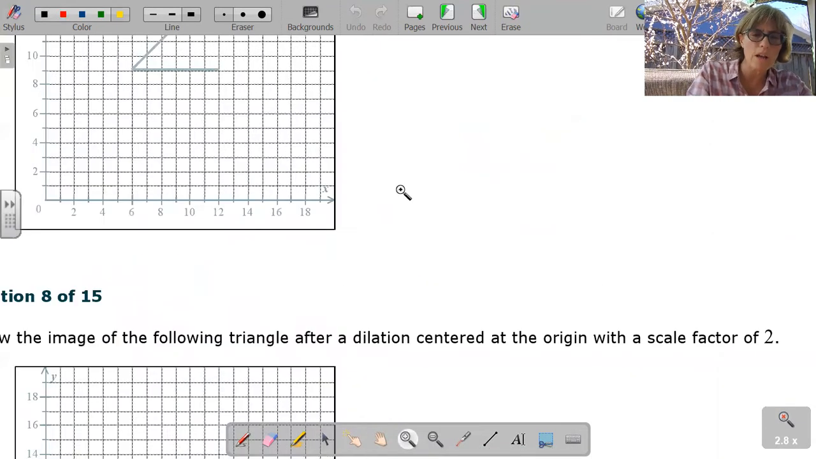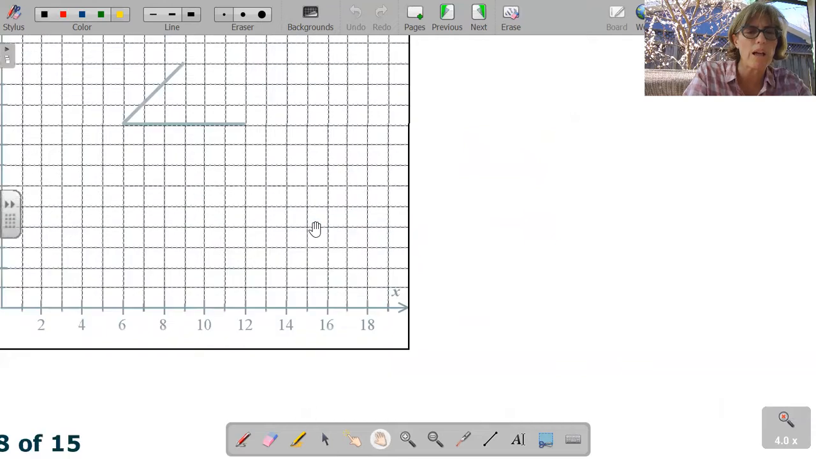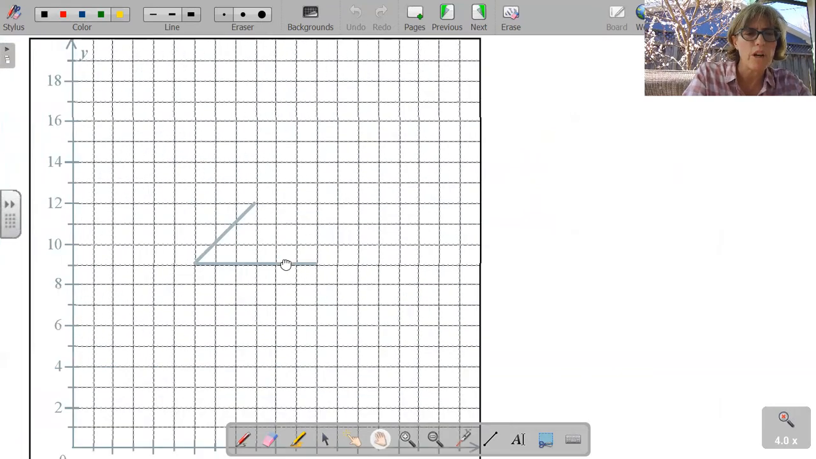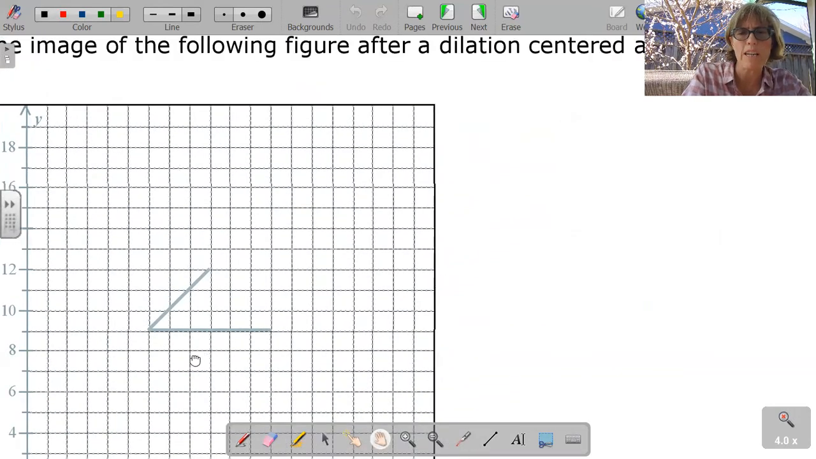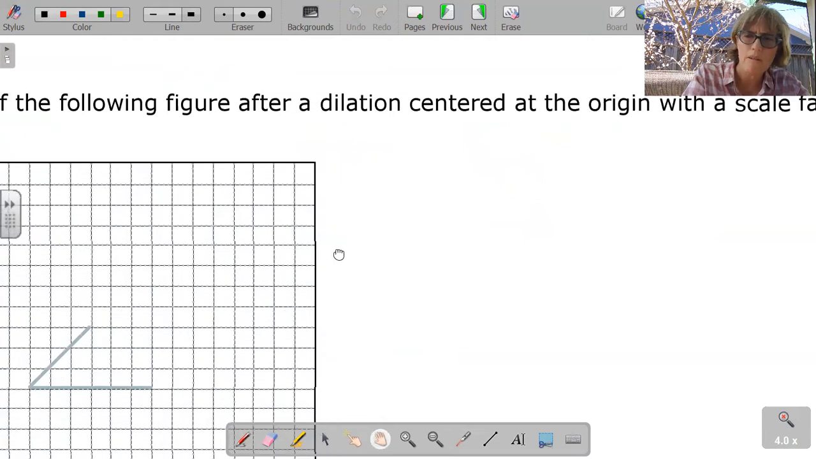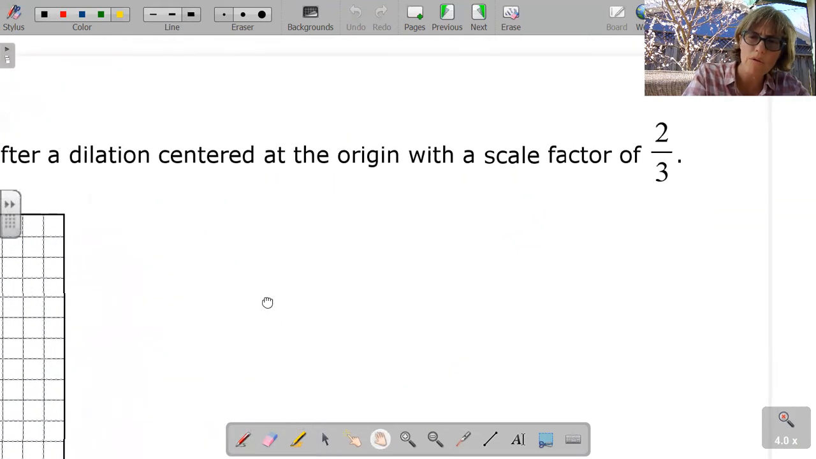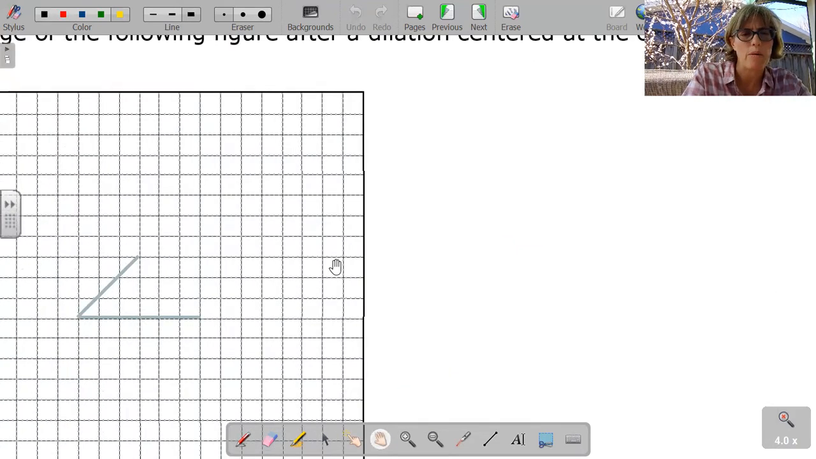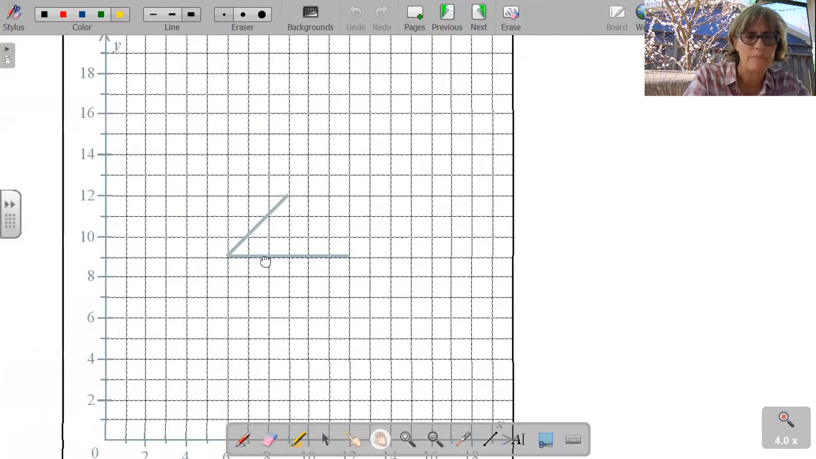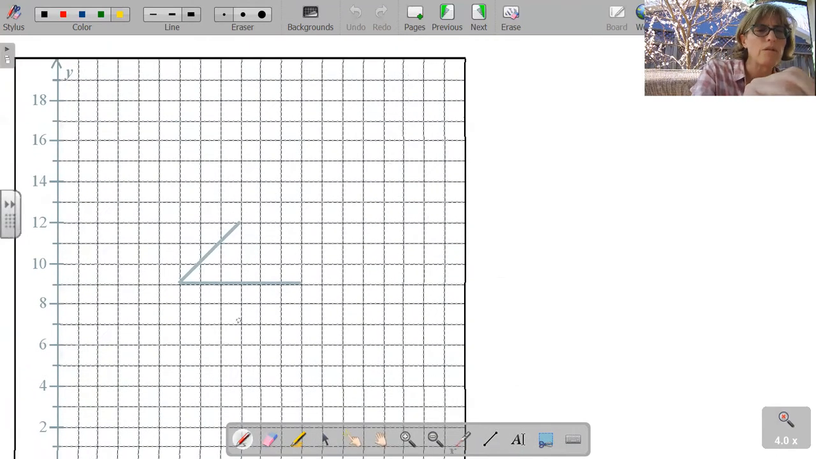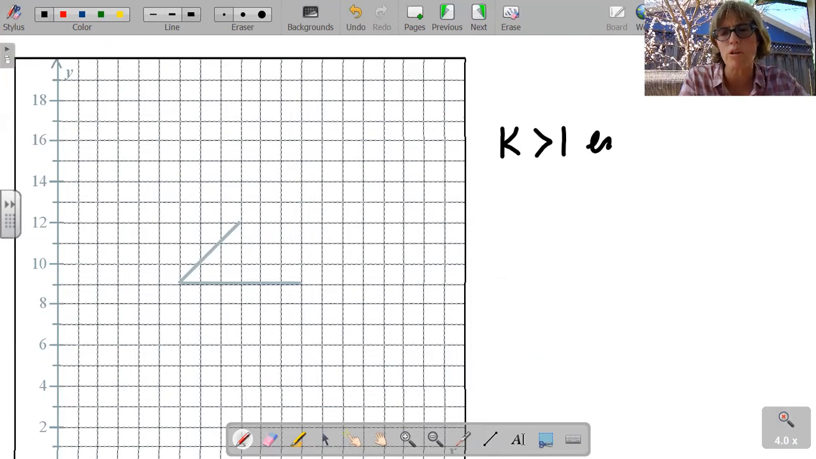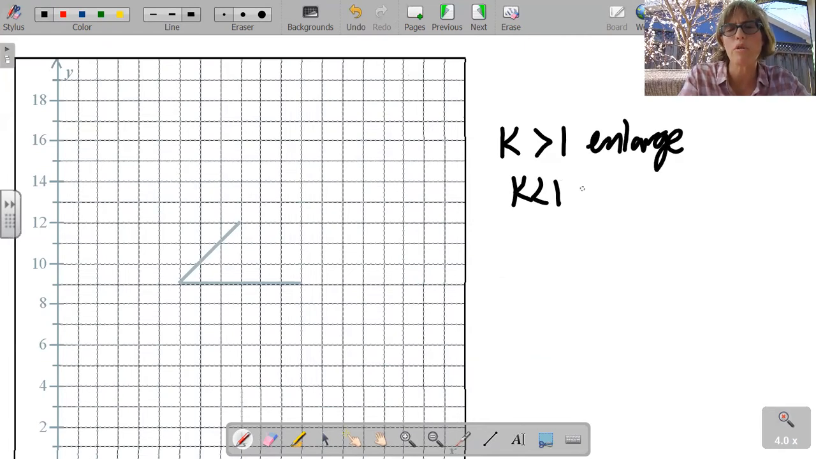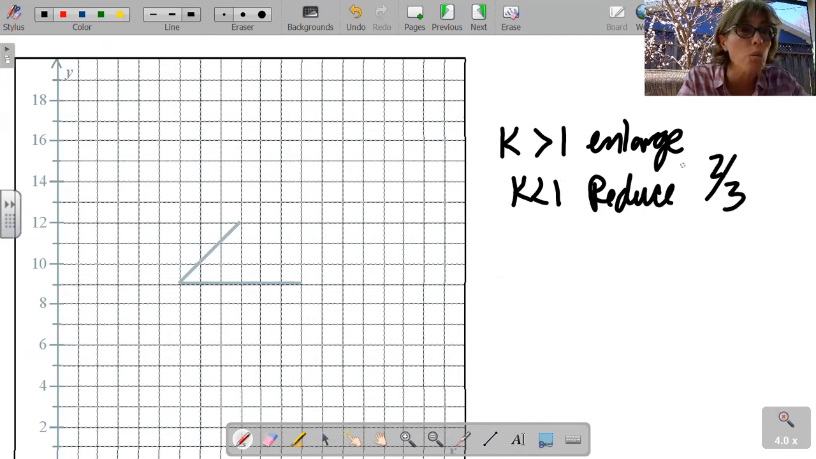To change in size, you multiply. We're going to dilate this by a scale of 2/3, which means we're shrinking. If your K factor or your dilation factor is bigger than 1, you're going to enlarge. If K is less than 1, you're going to reduce. And since 2/3 is less than 1, we're reducing.